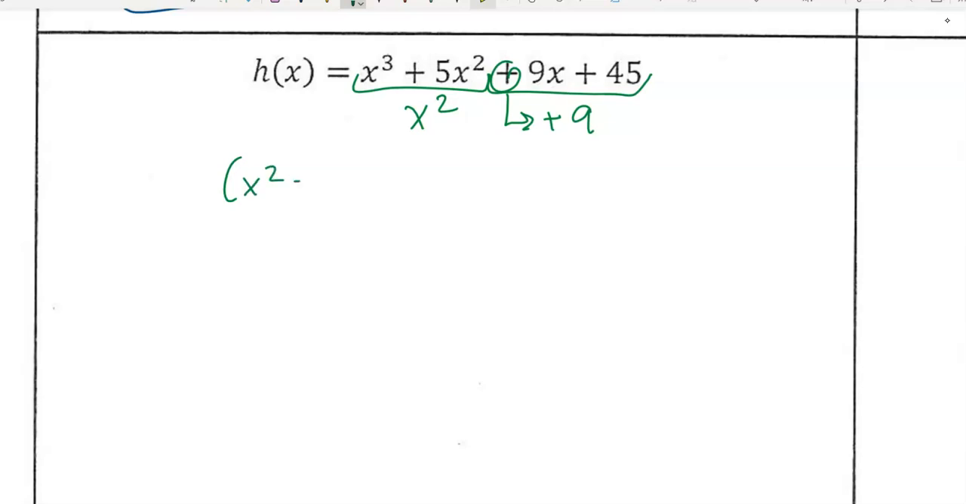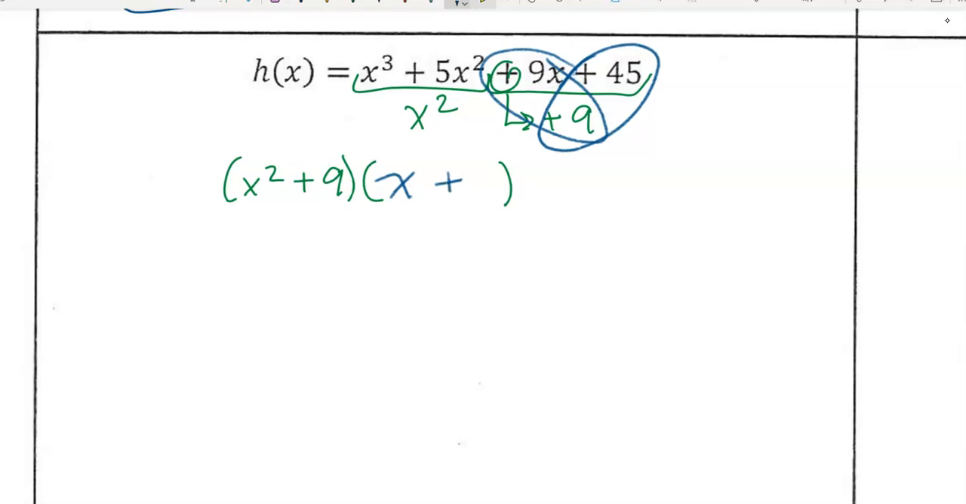So starting to write our factors, we're going to say x squared plus 9. And the second set of parentheses we find by dividing. 9x divided by 9 leaves us with x, and 45 divided by 9 leaves us with 5. Now, we have our 2 factors. We've already factored, but are we done yet? Heck no, we're not. Right here, we have 2 perfect squares, x squared and 9. It's a positive, so that tells me it's sum of squares.